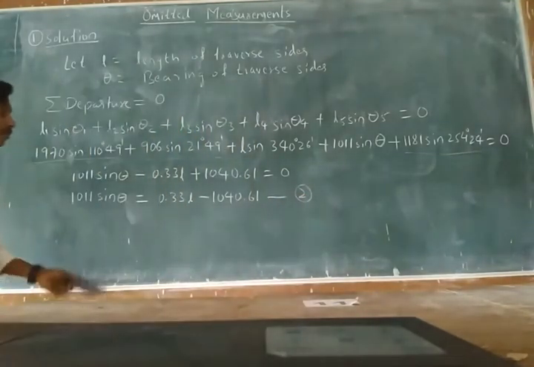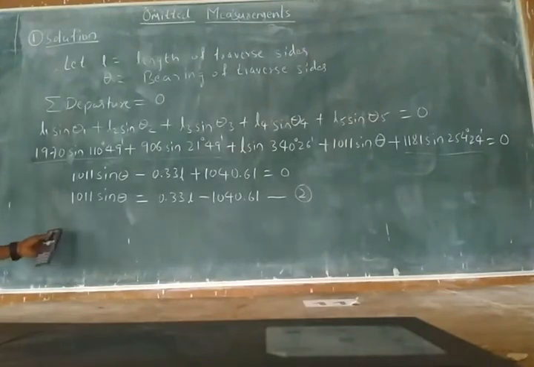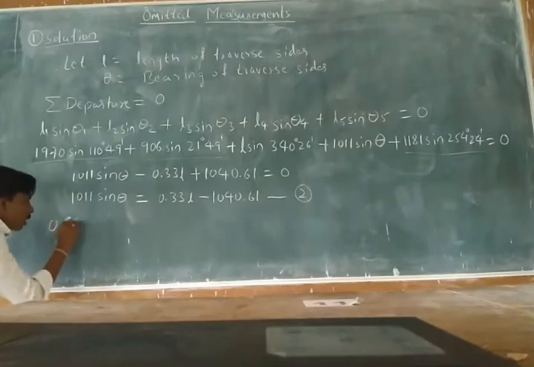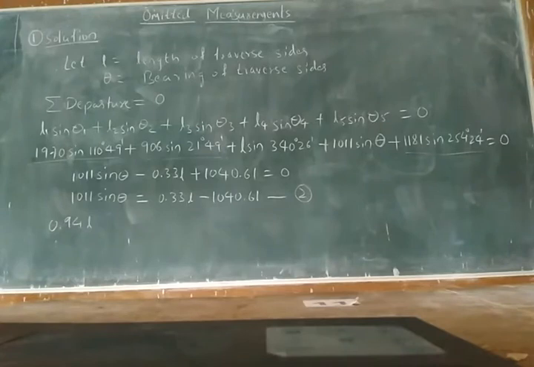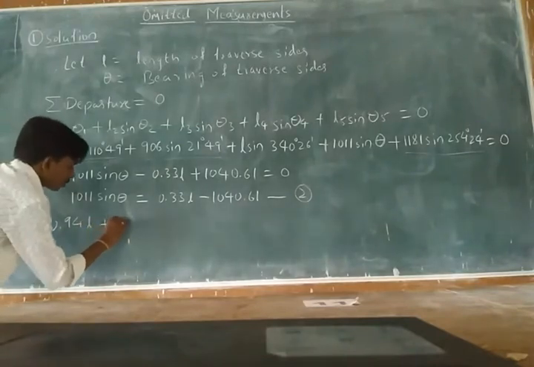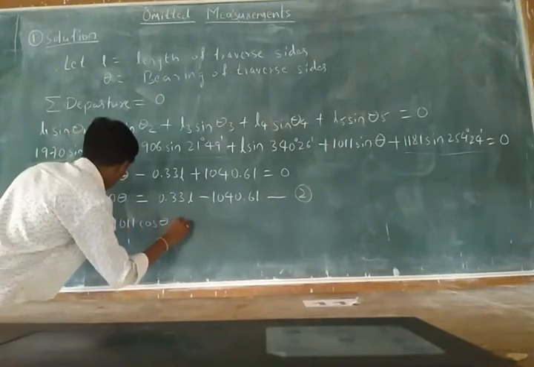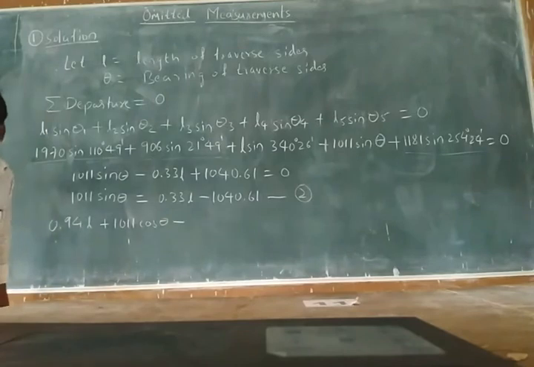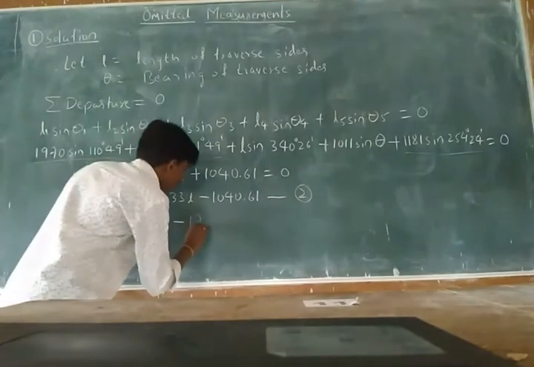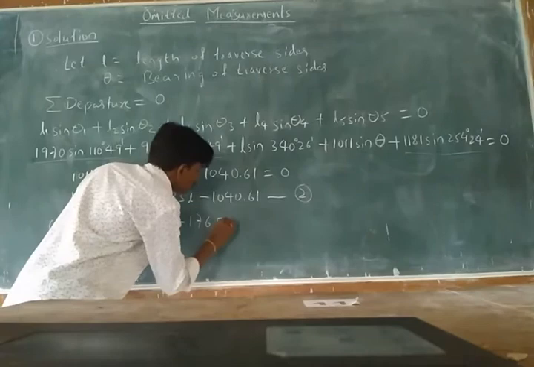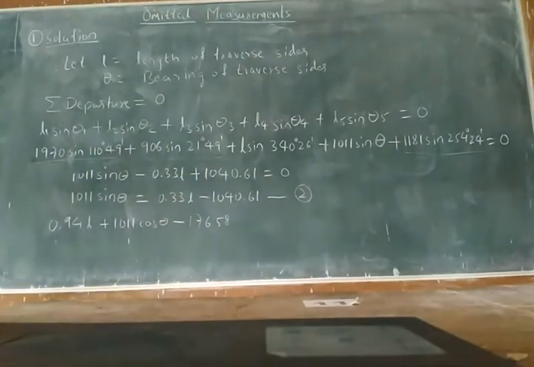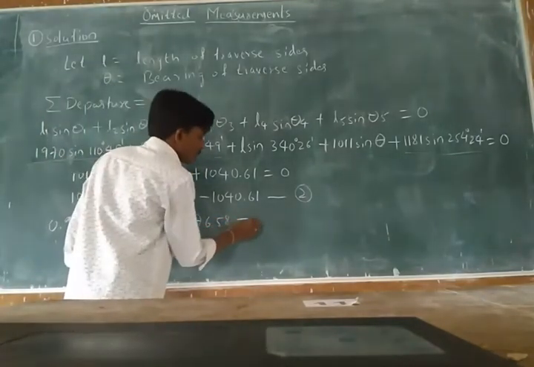So I am going to write the first equation once more. The first equation was 0.94L plus 1011 cos theta minus 176.58. So actually we have written this as equation 1.